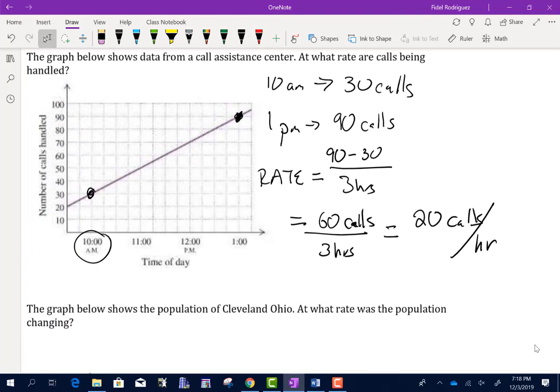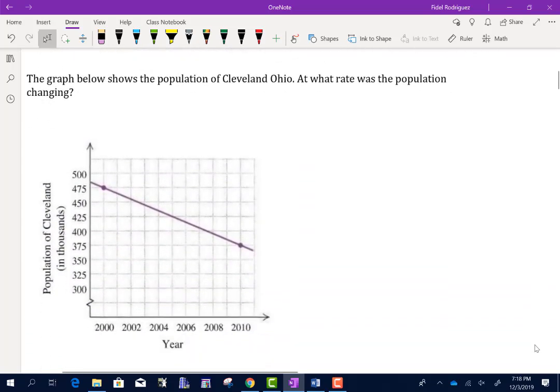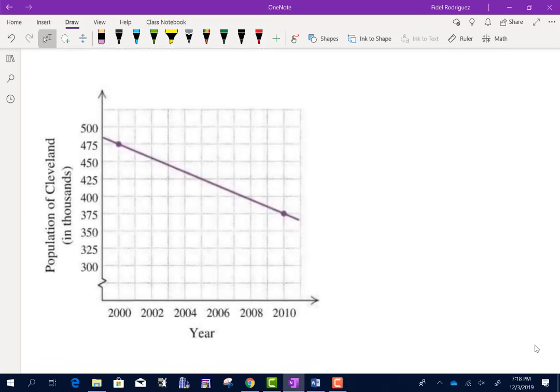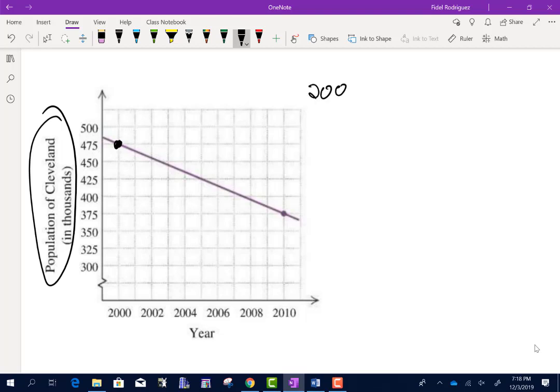Let's take a look at the next one and see if we can figure out what this one is telling me. Guys, it says the graph below shows the population of Cleveland, Ohio. At what rate was the population changing? Again, what does this point really tell me? This is the population of Cleveland in thousands, right? In the year 2000, Cleveland had 475,000 people.